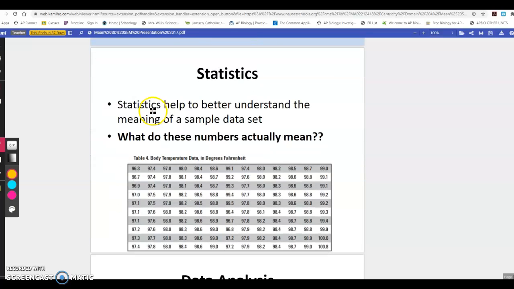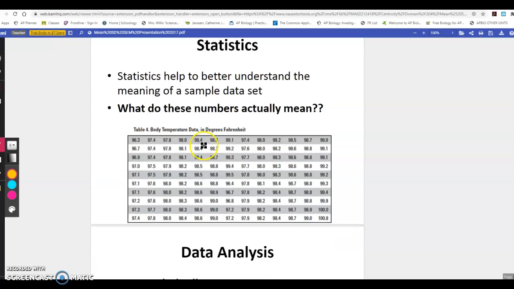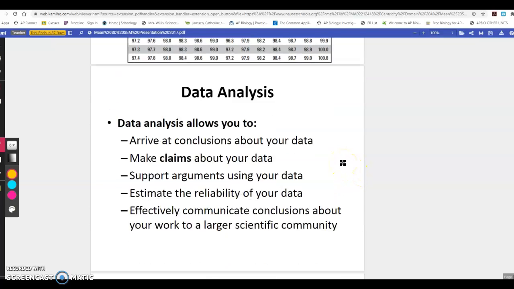First, statistics. Why are we doing them? Well, they help us to better understand the meaning of a sample data set. So what do these numbers actually mean? We have body temperature data, and you just have a bunch of it right here. And it doesn't mean a whole heck of a lot just having raw data. So what we want is to be able to analyze it.